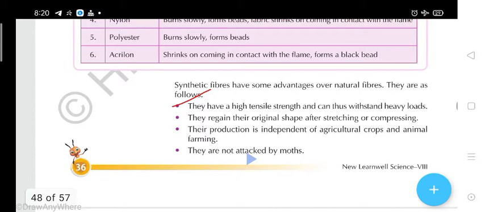They regain their original shapes after stretching or compressing. So there will be no change in shape and size. Third one, their production is independent of agricultural crops and animal farming. Independent. So why? Because these are man-made. They are not attacked by moths. The fourth one, students, very important, they cannot be destroyed by microorganisms and organisms like moths.